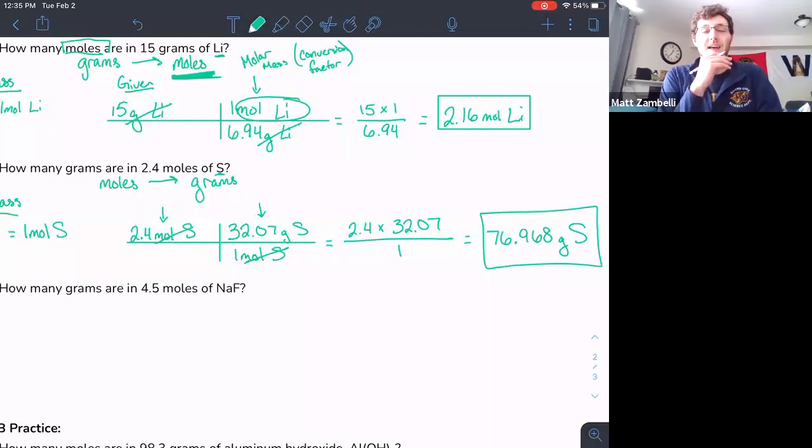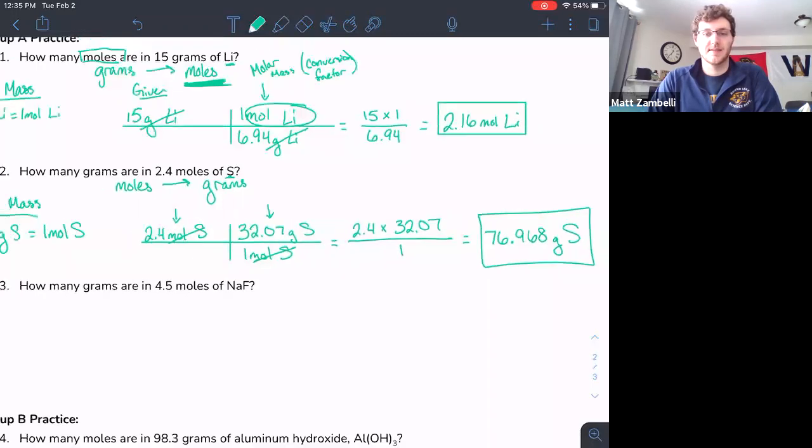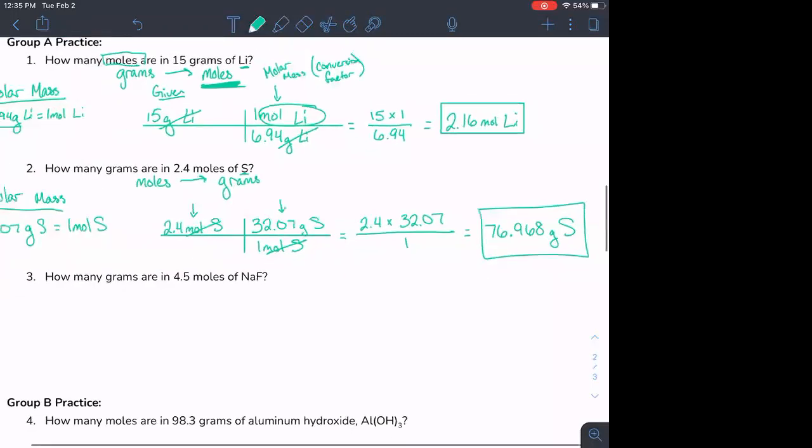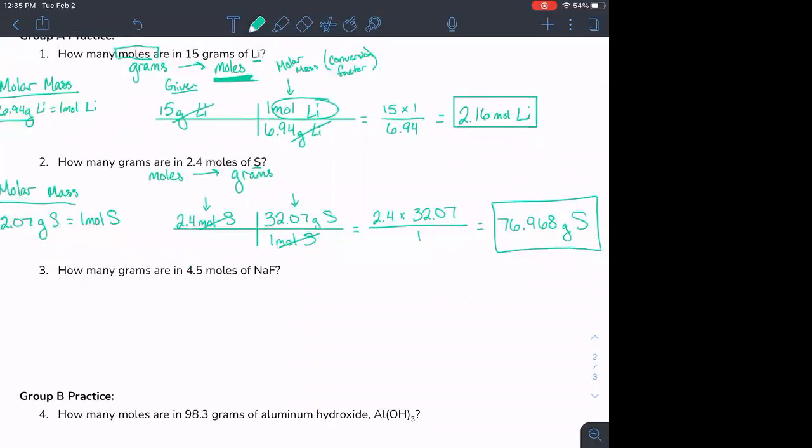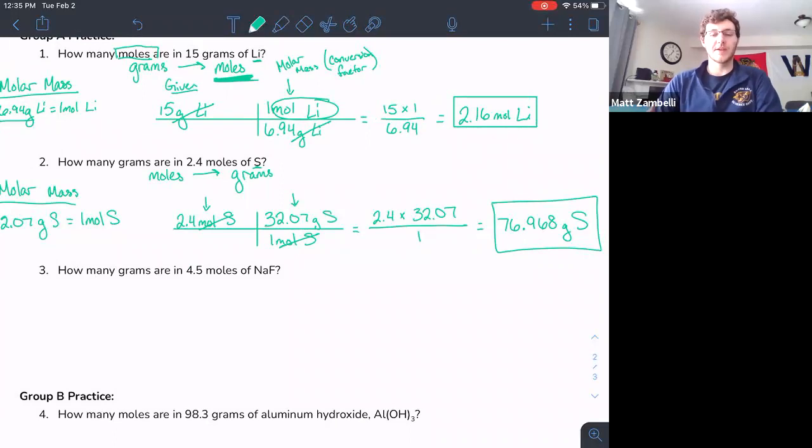Do you have any questions on either of those? No. Do we want to do one more? Let's just do one more for good measure. All right, so let's take a look at that third one. It says, how many grams are in 4.5 moles of NaF?